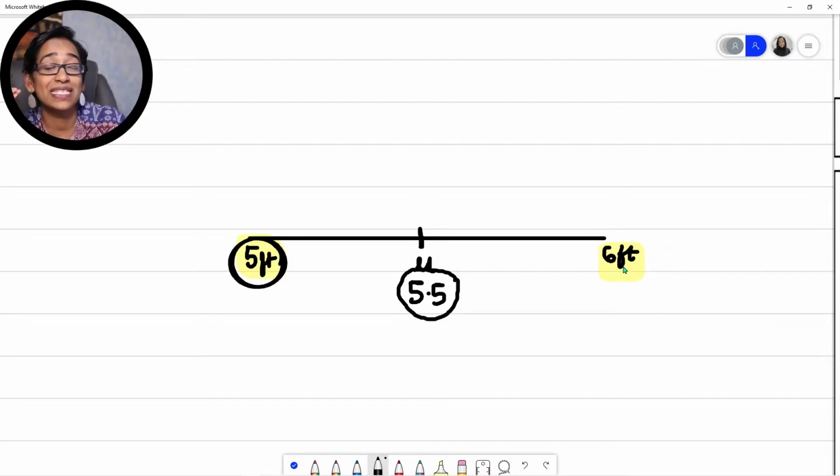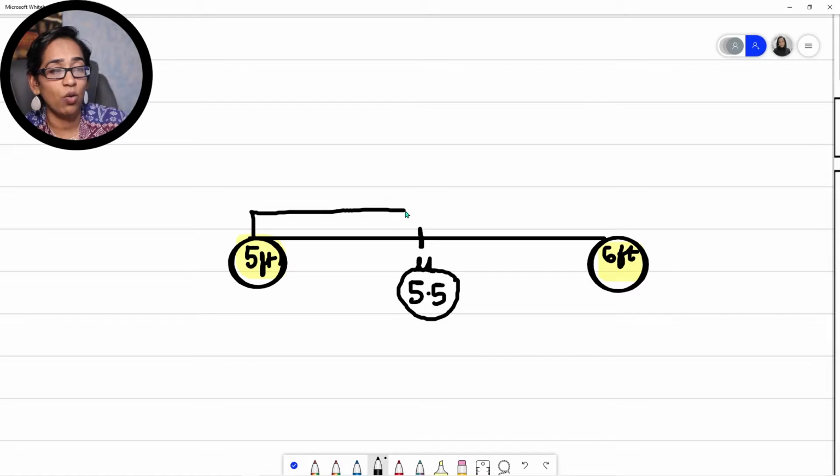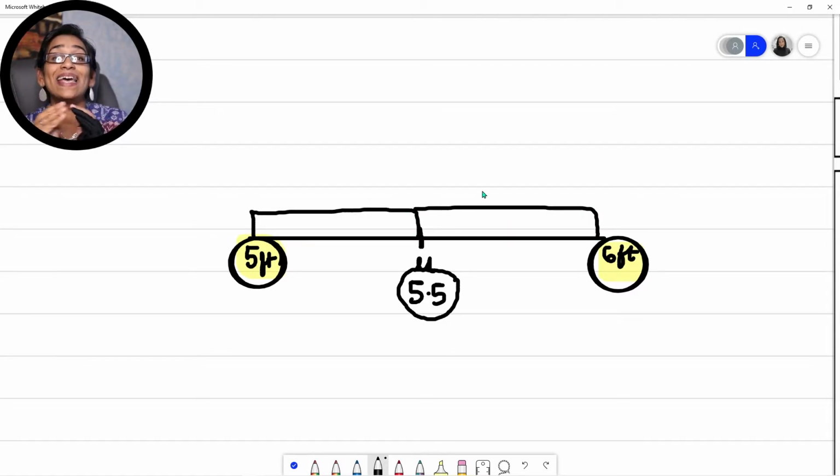This is the confidence interval that you gave me. This is the range that you gave me. You gave me a range from 5 foot to 6 foot. Now the difference between what you gave me and what actually is, is called the margin of error. Make sense? So this is your margin of error.